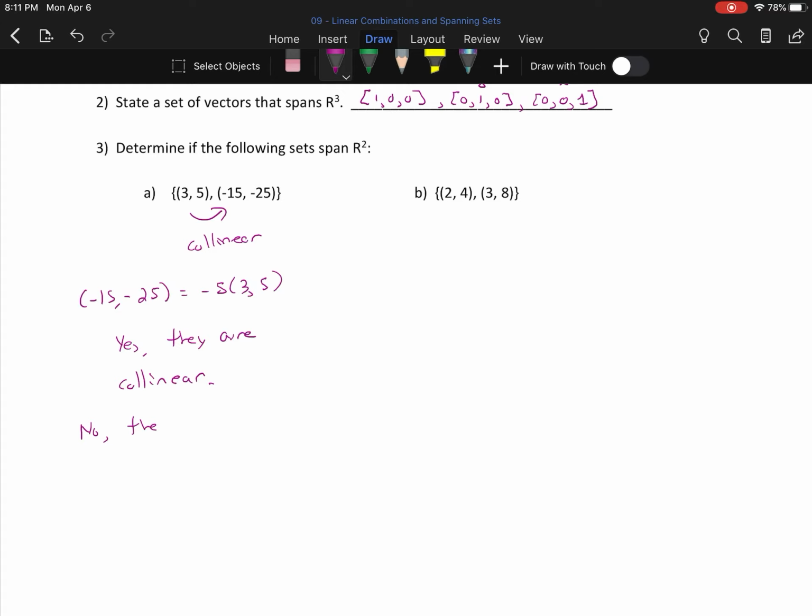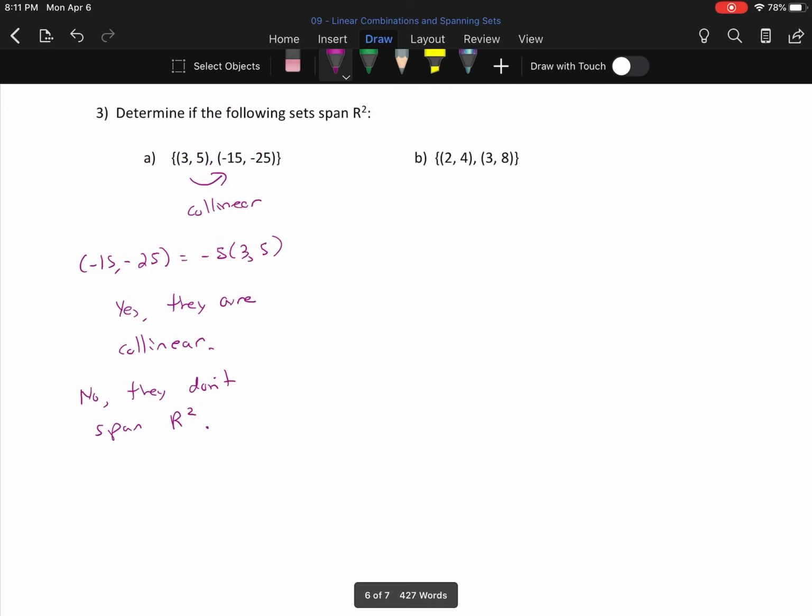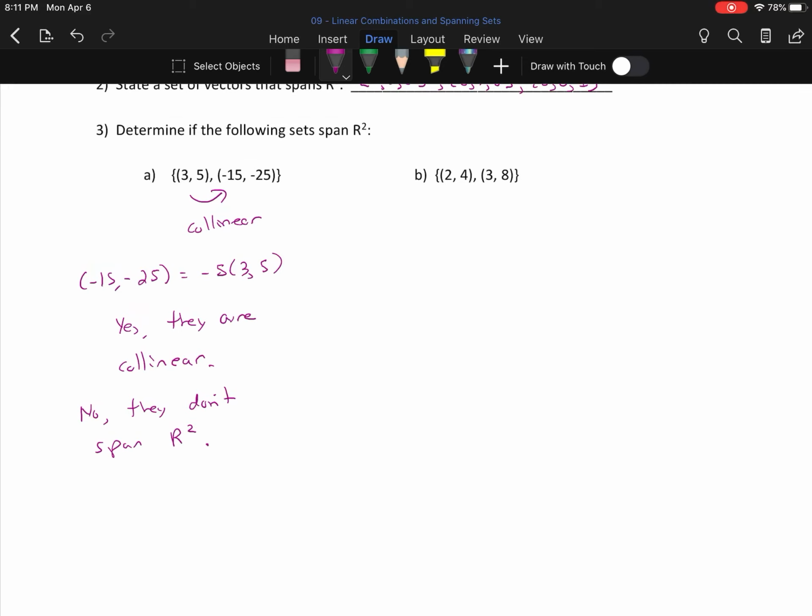One is a scalar multiple of the other. They go in the same direction. They're parallel, if you want. So no, they don't span R2. We need those two things to be not collinear before we're going to be able to span R2. If they go in just the same direction, all I'm going to get is a line out of that. I'm not going to get a whole plane out of it.